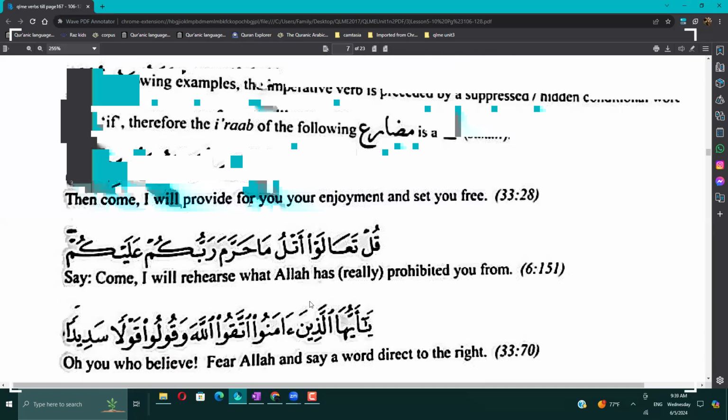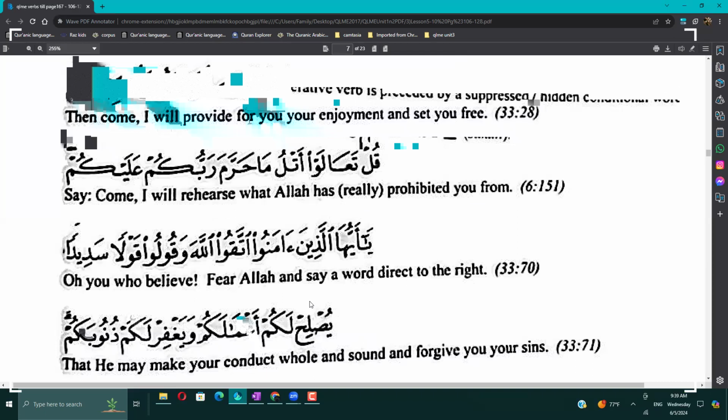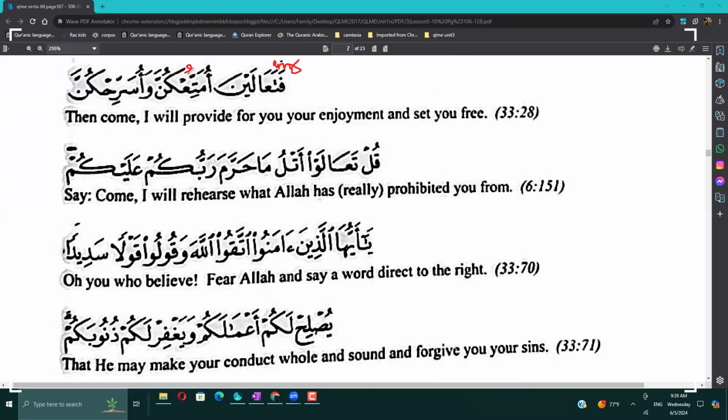Next we have fata'alayna umatti'kunna wa usarrihkunna. Same, then come. Fata'alayni, this is the amr, because of which umatti'kunna. So it was umatti'u, the ayn was having a dhamma. Because of the amr, this is the fi'l amr or command or hidden in, the mudari becomes majzoom. Umatti'ukunna becomes umatti'kunna. And this was usarrihukunna. It became usarrihkunna. Then come, I will provide for you your enjoyment and set you free.